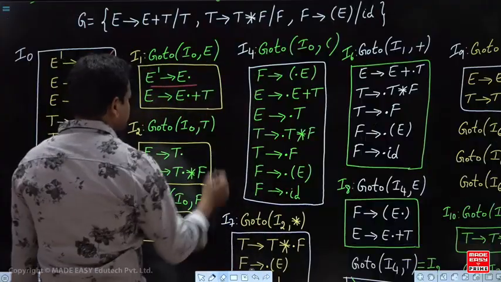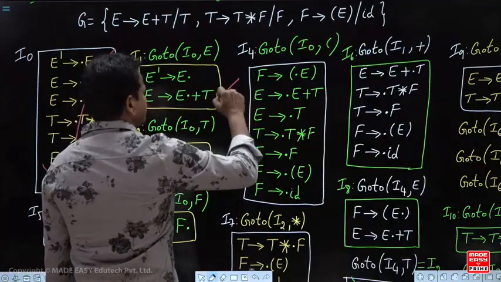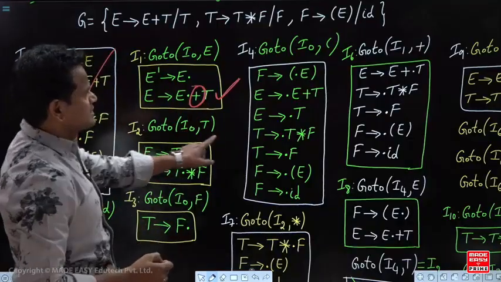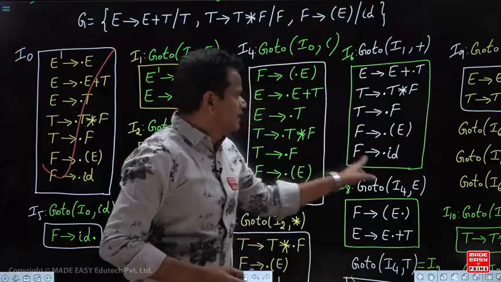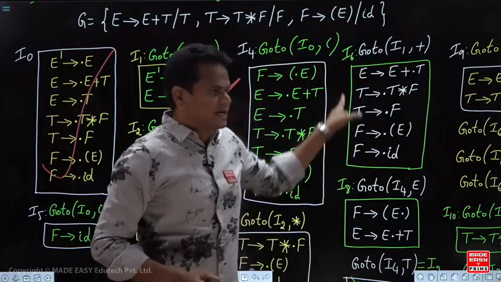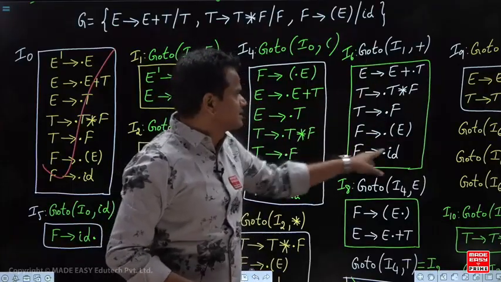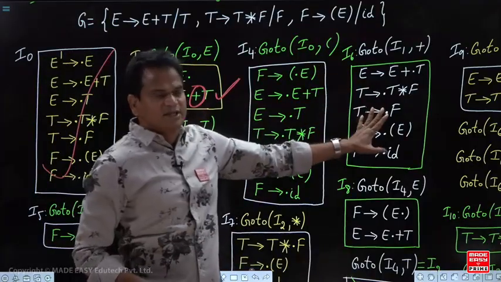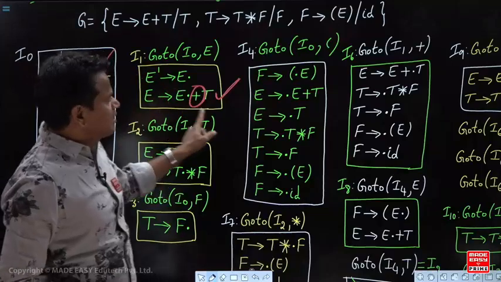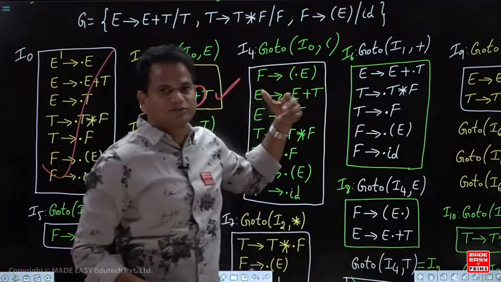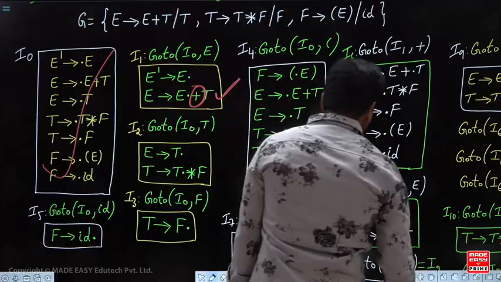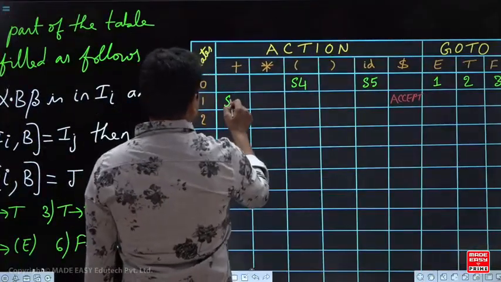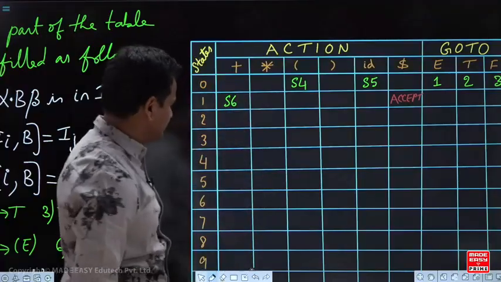So the first one is done. Then what about the next one? This one. And what is the shift symbol here? It is a plus. So this is I1 comma plus. I1 comma plus has gone to this state. What is the name of this state? I6. And it is a terminal. So 1 comma plus, it is a terminal, it goes to I6. So 1 comma plus is S6. It's very simple. Are you following? Next.